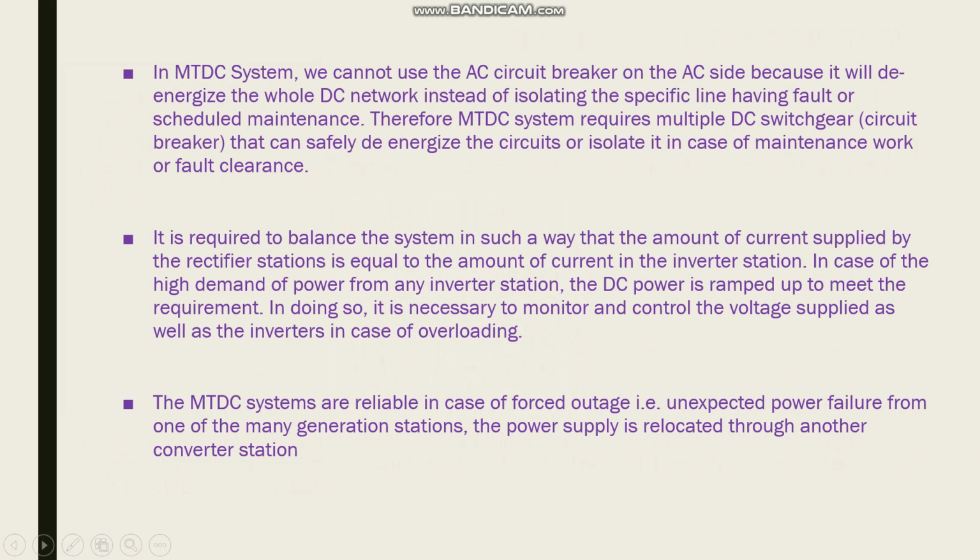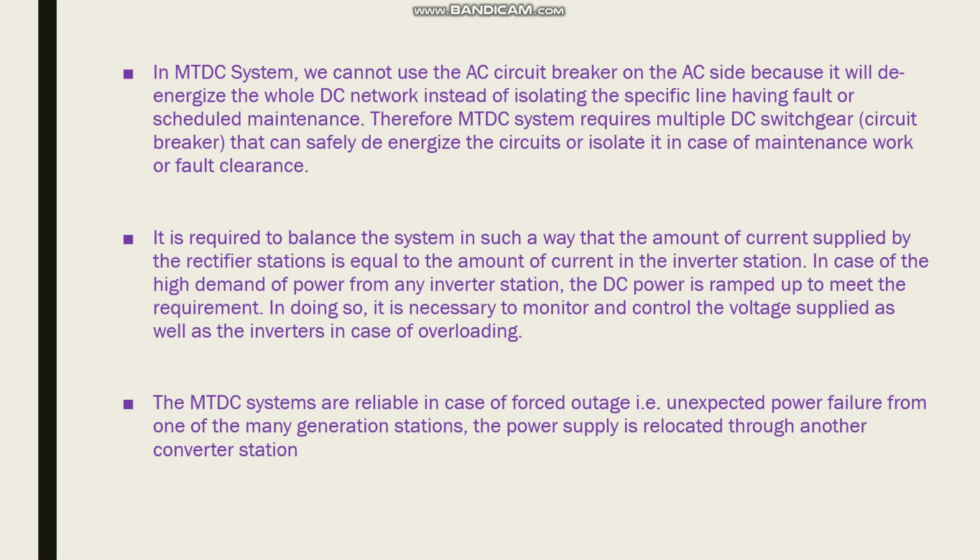In a multiple terminal DC system, we cannot use the AC circuit breaker on the AC side because it will de-energize the whole DC network instead of isolating the specific line having a fault or a scheduled maintenance. Therefore, MTDC systems require multiple DC switchgears that can safely de-energize the circuit or isolate it in case of maintenance work or a fault clearance.